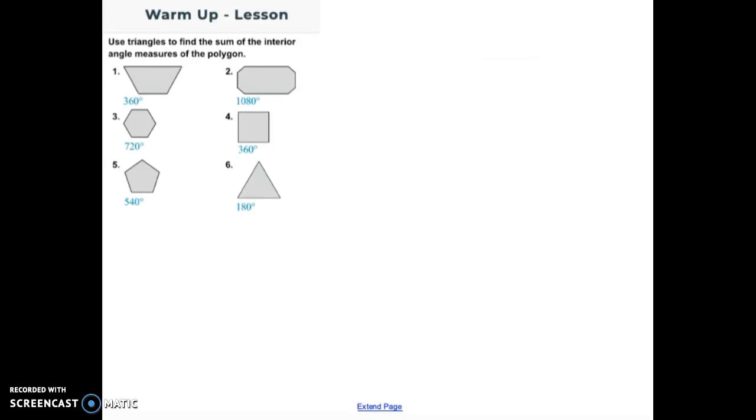So here's what you should have come up with. This four-sided figure has 360, okay? This one has 1080 degrees of interior measurement. This one has 720, and that's that six-sided figure. The four-sided figure still has 360, the triangle has 180, and here we're back to the pentagon, five-sided, it's 540.